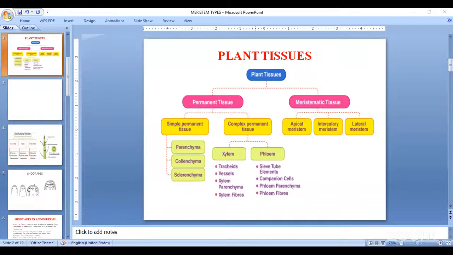Plant anatomy. Plant anatomy means the study of the internal structure of the plant body. Then how do we study the internal structure? They are not outside. They are internal parts.